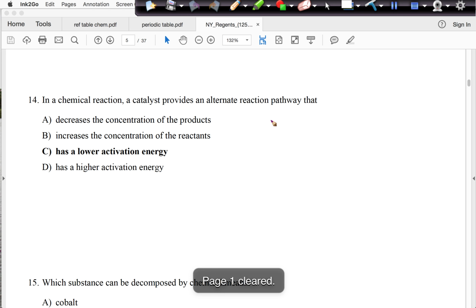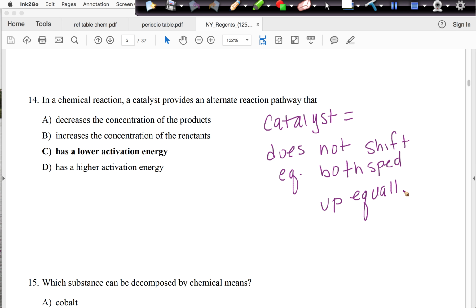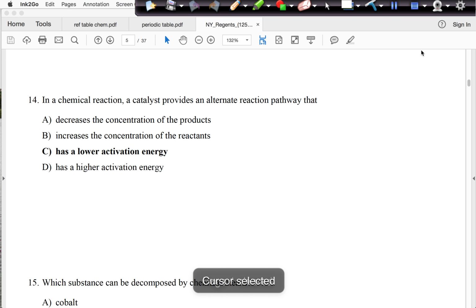Remember also, a catalyst does not shift the equilibrium because it speeds up both reactions equally. So there is no effect on the equilibrium. It does speed up both reactions, but because it speeds them up equally, they're still going at the same rate.